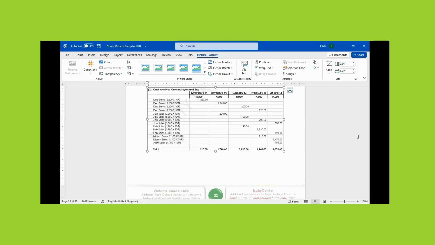Why the last 10% of February sales is going to be received when? In April. We don't have April in our budget. We ignore the last one. The last 10% of February sales will be ignored because we don't have April in our budget.